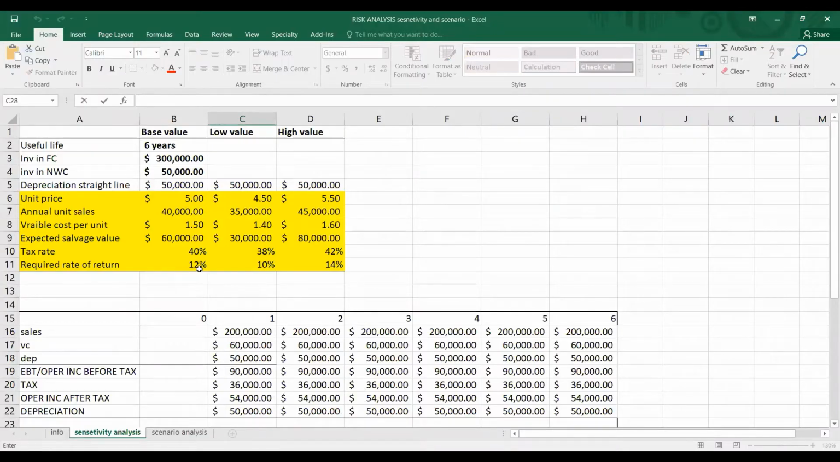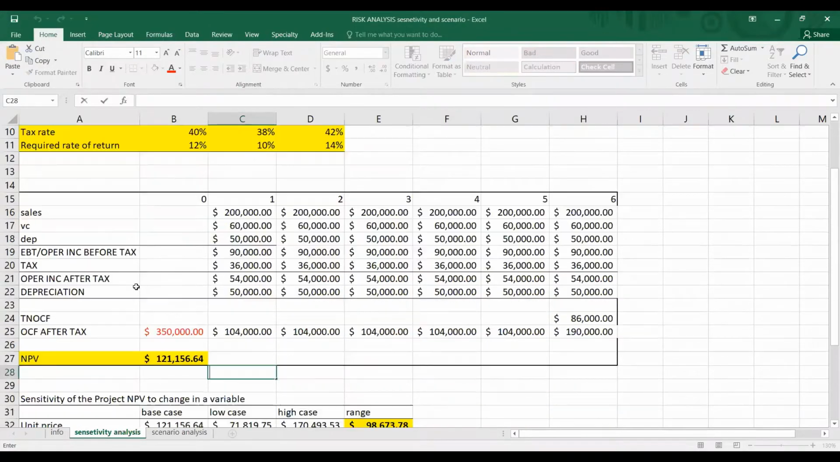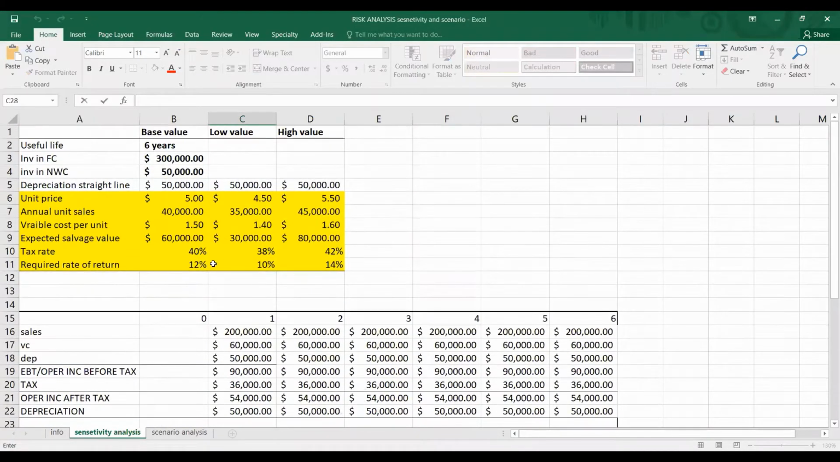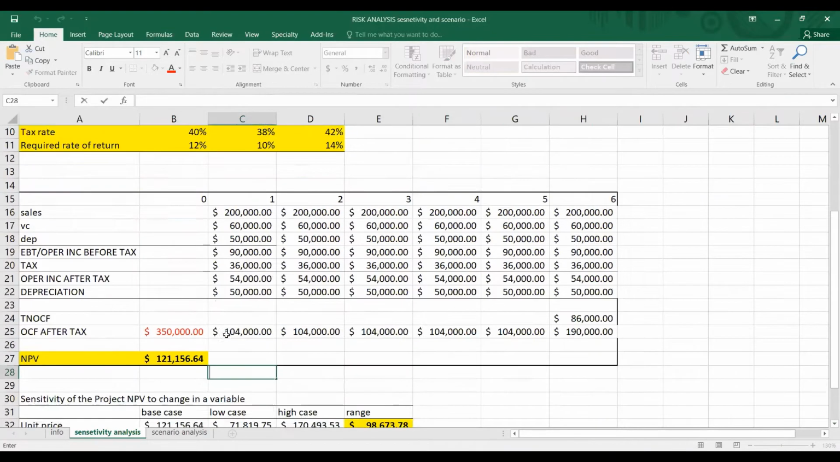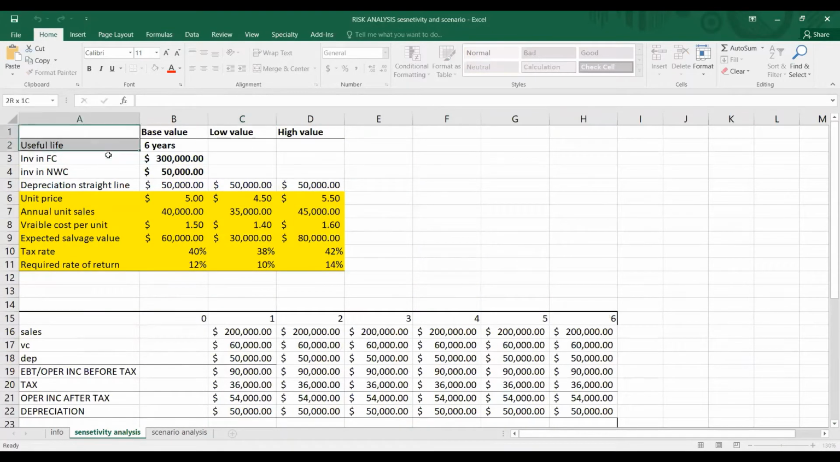As I promised you last class, I'm going to go over sensitivity and scenario analysis more deeply. So sensitivity analysis, let's work through it by itself, one by one, and how it works. Let me just copy this.